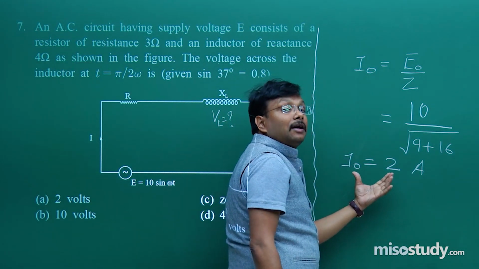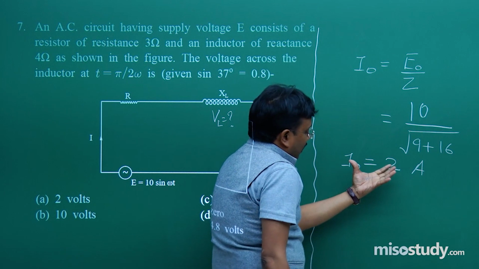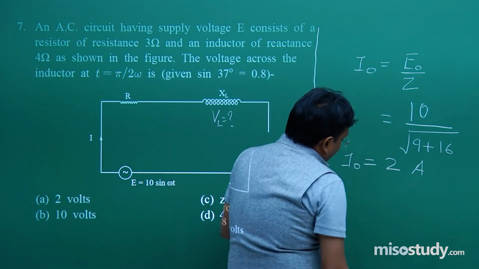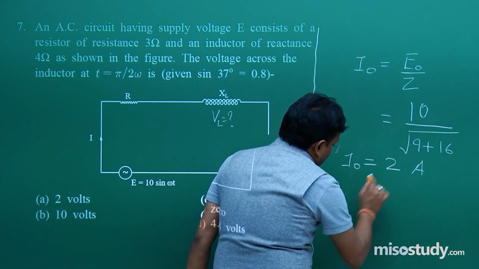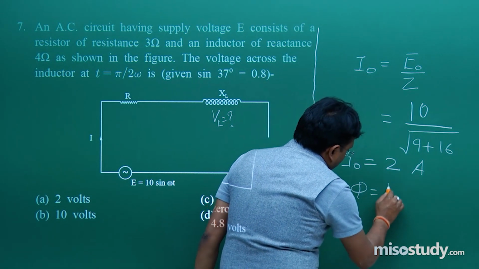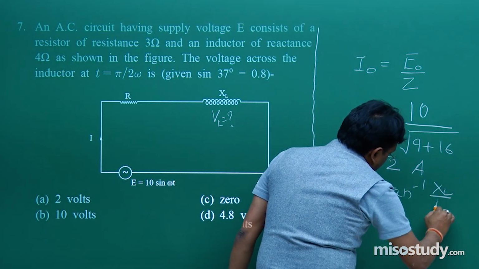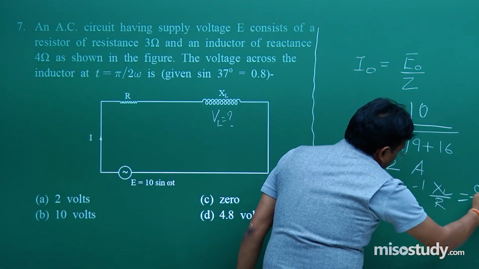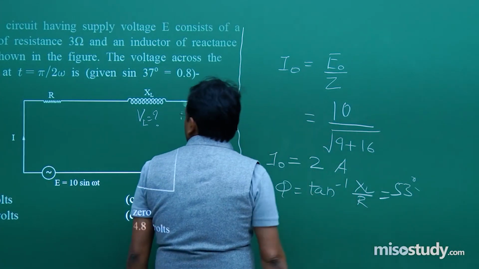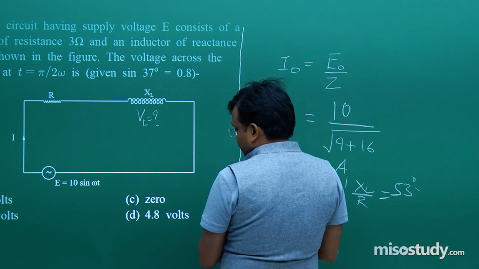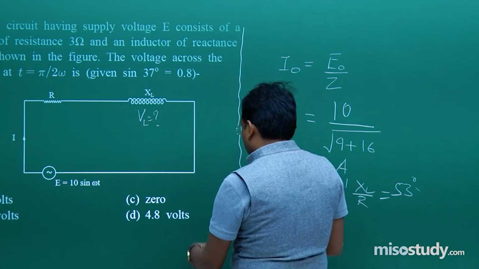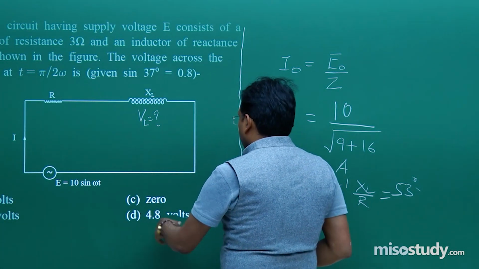But you have to find the voltage. So, current will definitely help you to find the voltage, and how you can find it? You can find it that phi is equal to tan inverse XL by R, that will give you roughly 53 degrees, fine. So, the correct answer is D, 4.2 volt is the correct answer.